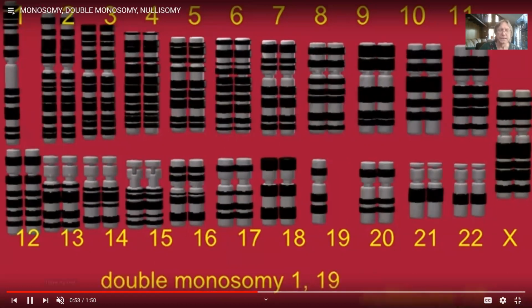There can also be what's known as a double monosomy, where someone is missing 2 chromosomes which are not homologous. So here's a double monosomy, 1,19. So notice there is a chromosome 1 missing, and a chromosome 19 missing. That is a double monosomy. Once again, this could affect any chromosome. So you could have a different double monosomy.